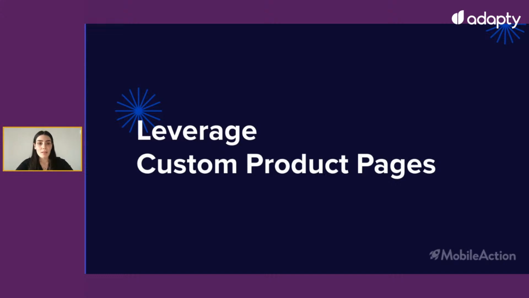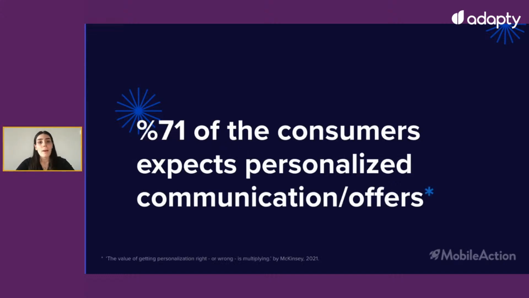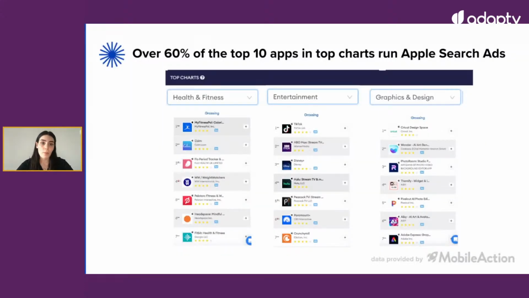So let's jump into custom product pages. We know that users want personalized experiences. And especially in 2023, with the increasing importance of brand awareness and social branding, users definitely want a more personalized experience this year on mobile. So 71% of consumers, according to a recent McKinsey article, definitely want to see personalized ads. And as we will see today, this is what custom product pages are doing and serving at the moment.